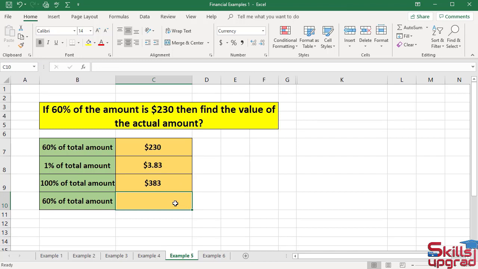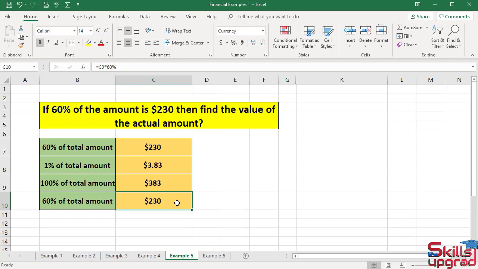Active this cell. Enter equal sign. Click cell reference C9. Enter multiplication operator. Type 60%. Press enter key. Again active this cell. Decrease the decimal places of that value up to 0. As these results are same, so calculated value of actual amount is correct.